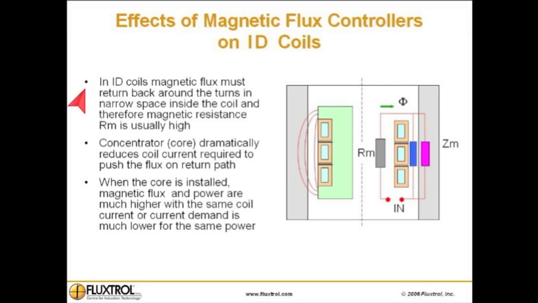Effects of magnetic flux controllers. In ID coils, magnetic flux must return back around the turns in narrow space inside the coil, and therefore magnetic resistance, Rm, is usually high. Concentrator, core, dramatically reduces coil current required to push the flux on return path. When the core is installed, magnetic flux and power are much higher with the same coil current, or current demand is much lower for the same power.